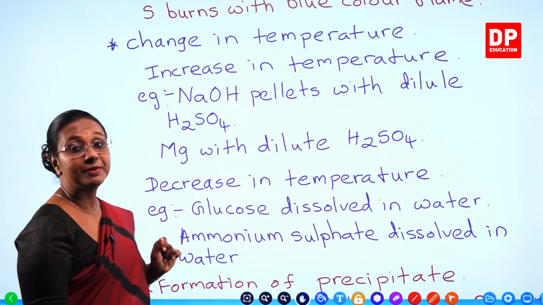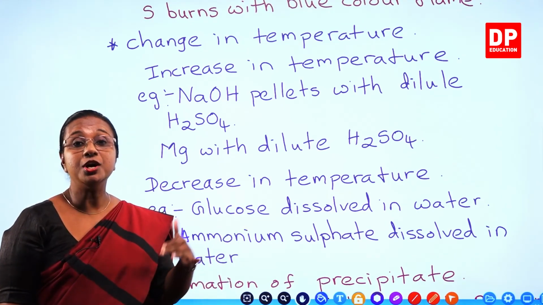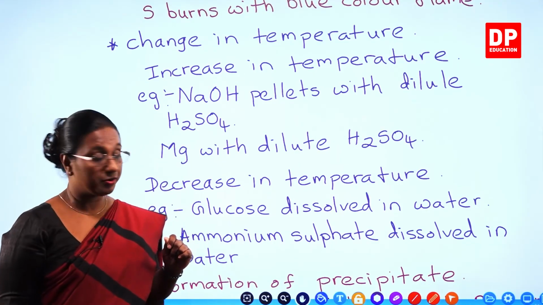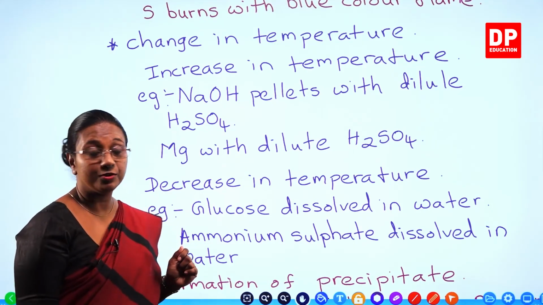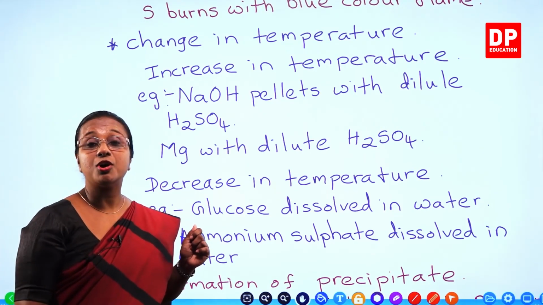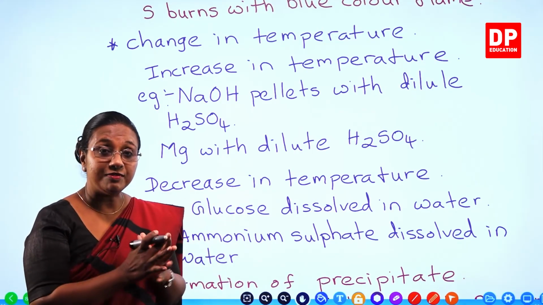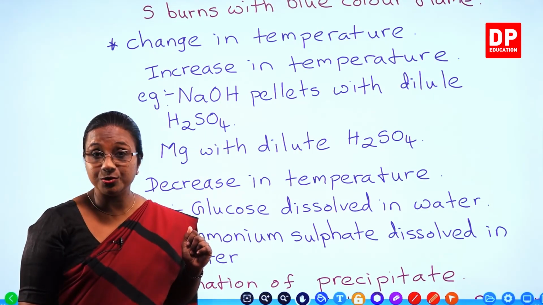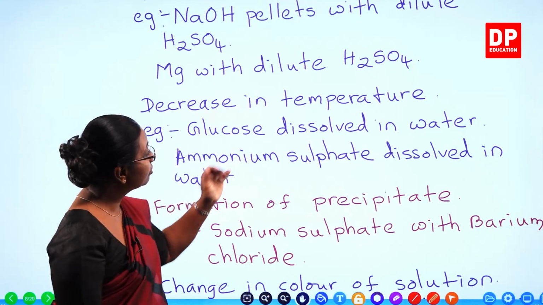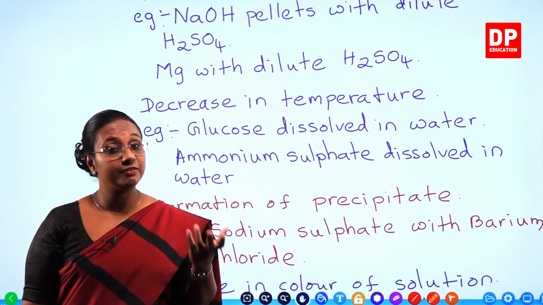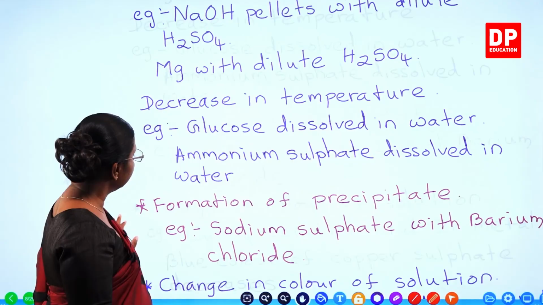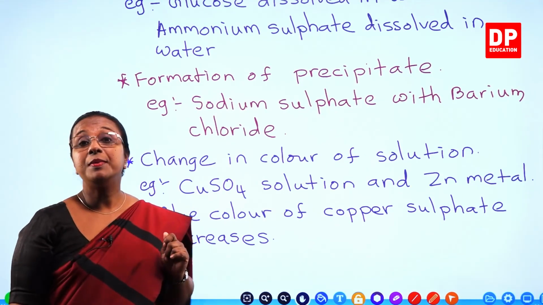Then change in temperature. When we say change in temperature, it can be increase in temperature or decrease in temperature. Increase in temperature, sodium hydroxide with dilute sulfuric acid or magnesium with dilute sulfuric acid. During these chemical reactions, there will be evolving of heat. That's why the temperature of the beaker and the solution increases. You can feel it with your hands as well as you can measure it using the thermometer. At the same time, there can be decrease in temperature also. So, when glucose dissolves in water, ammonium sulfate, even ammonium nitrate, when it dissolves in water, there is decrease in temperature.